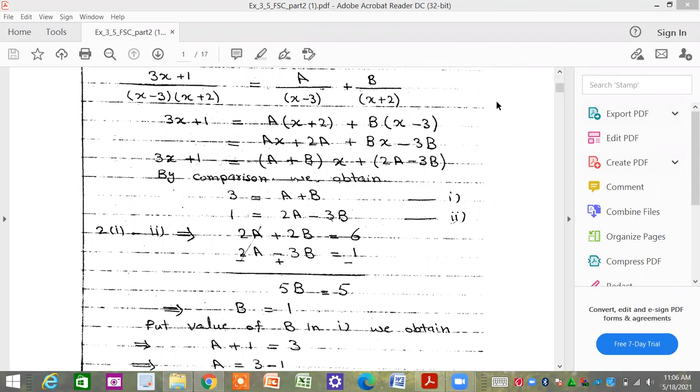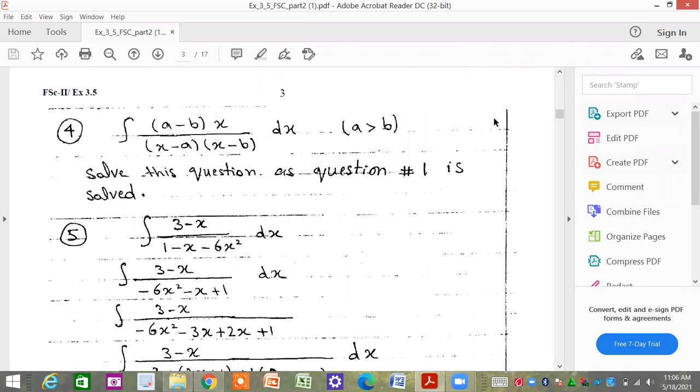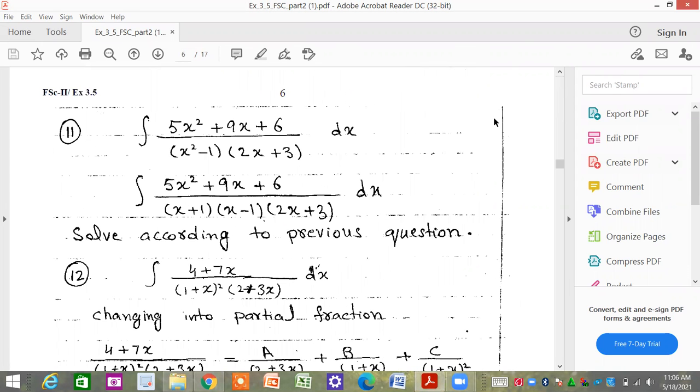Okay, today we will discuss question number 11. So our lecture will start from question number 11. Question number 11 is about 5x square plus 9x plus 6 over x square minus 1 times 2x plus 3.